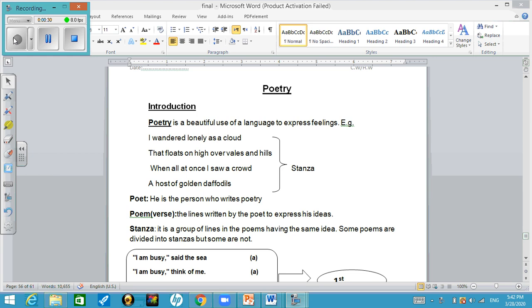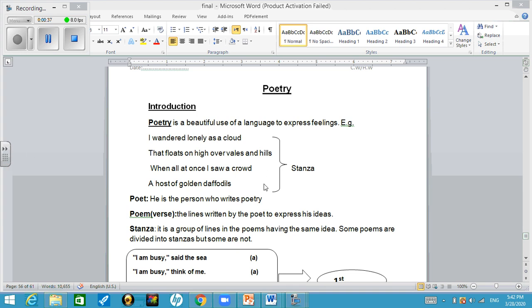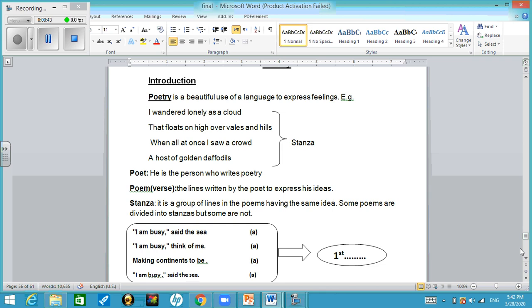Okay, we just have some points first we need to know before we study poetry. So, one of the points that we need to know is what is a poet? So, a poet is the person who writes the poetry. He's the person who writes the poetry himself. Okay, another thing we need to know is what is a poem?